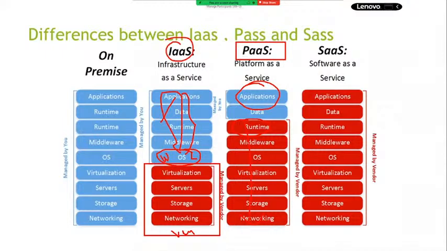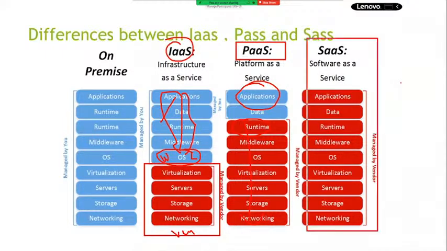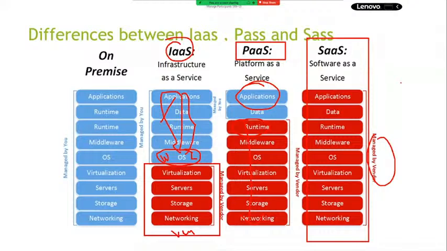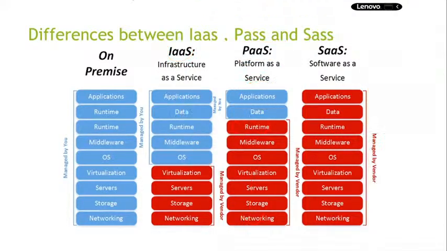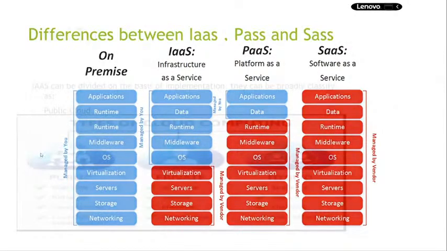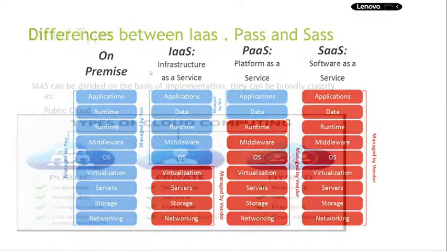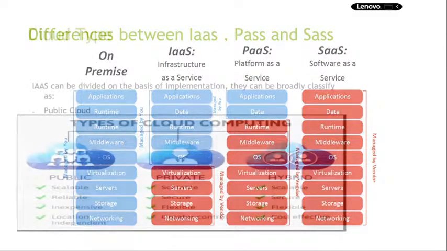Next, software as a service. Nothing is in your hand. Everything is managed by the vendor. You just have to consume whatever they have provided. That's it. That is the difference between on-premises and cloud computing. Okay, next.